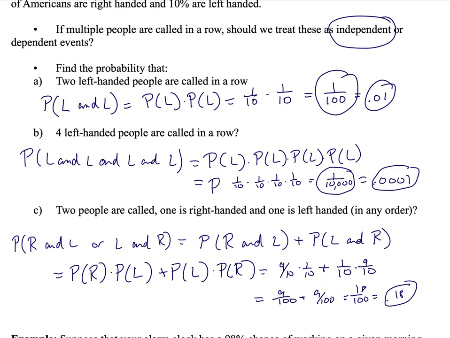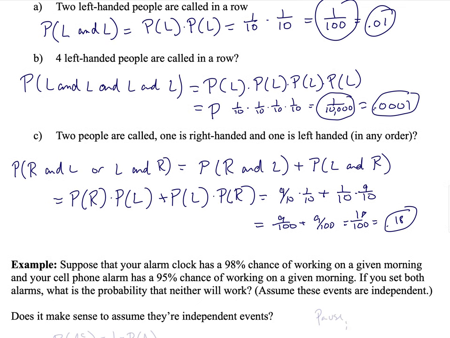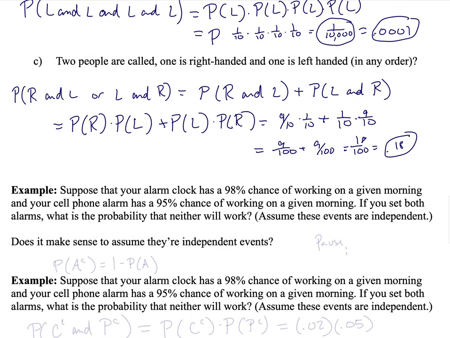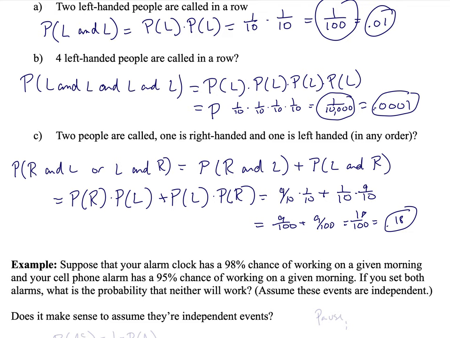Let's look at another example. Suppose that your alarm clock has a 98% chance of working on a given morning, and your cell phone alarm has a 95% chance of working on a given morning. If you set both alarms, what is the probability that neither of them will work?